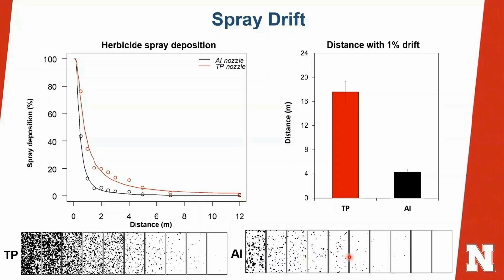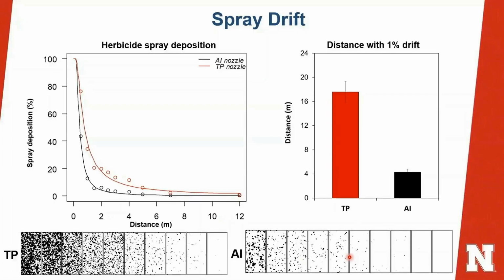So totally different. And so we fit some statistical models to this data, and we can understand, for example, what is the distance from the nozzle at which we are still having 1% of drift. 1%, if you think about 2,4-D or dicamba, is a lot. So this is why we're using this parameter.